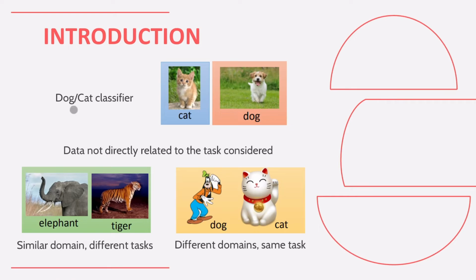Introduction. This is a dog and cat classifier. Data not directly related to the task considered. This is an elephant and tiger, similar domain, different task. This is a fake dog and fake cat, different domains, same task.